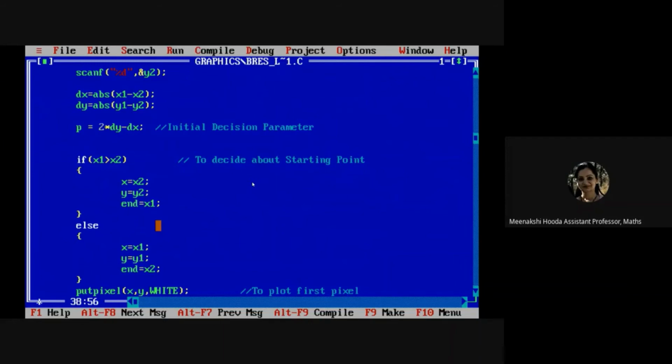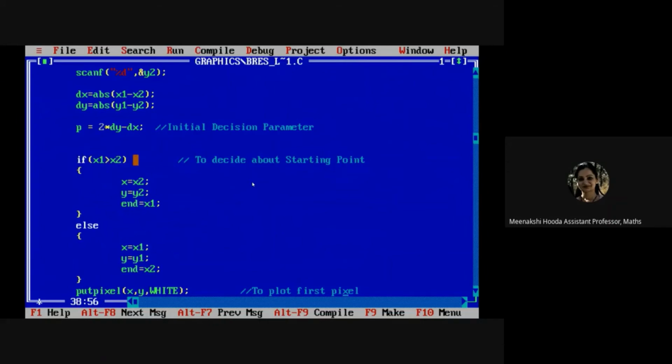starting point thereafter. So we can have a comparison in the x values to decide if the user has entered the values in this way. We can swap the values or we can initialize the values in a way that the smaller value of x is considered as a starting point and the larger value is considered as the end point. So here we are comparing the values of x for the same purpose.